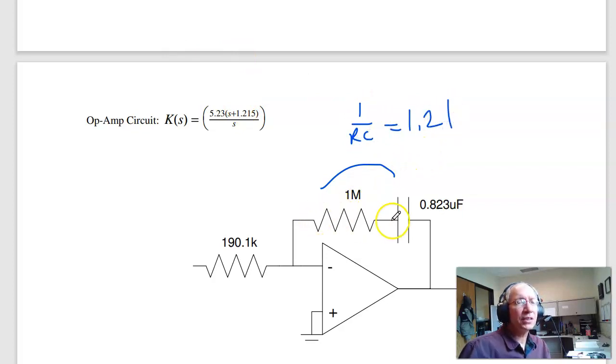What's happening is that at DC, this is infinity, the capacitor dominates. At high frequencies, this is a short, the resistor dominates, and I switch at 1.2 radians per second. So that's what this does. That's where I switch. Knowing R, solve for C. C is 0.82 microfarads. So that is homework set number 8 for ECE 461.